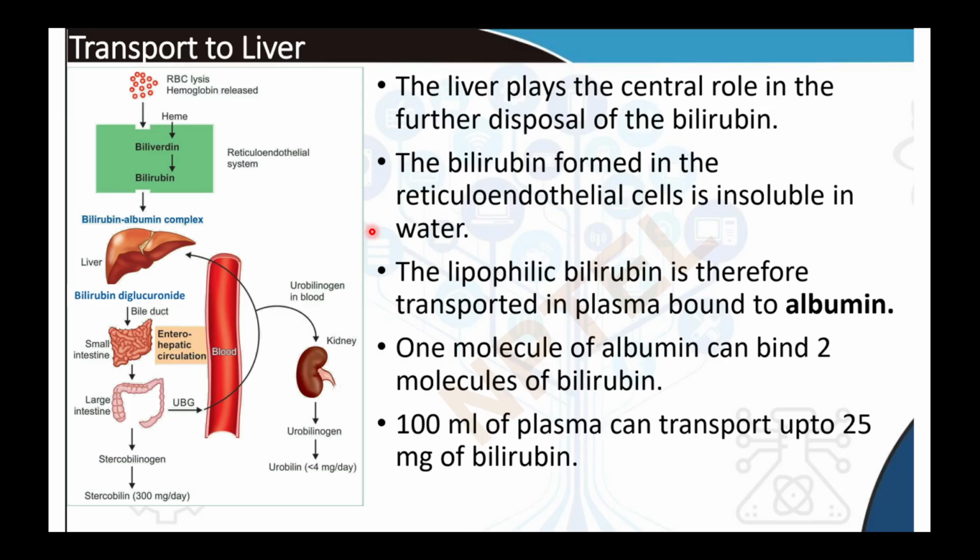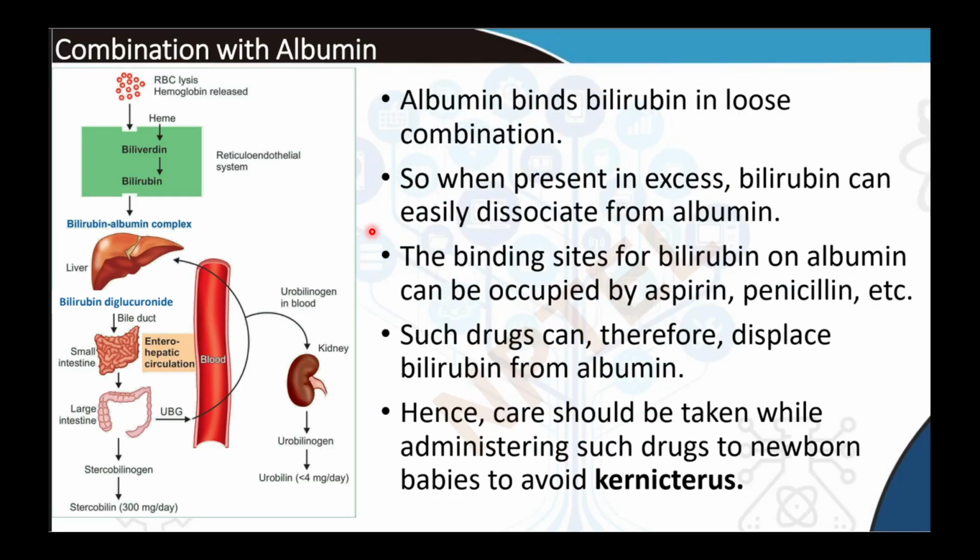Now, one molecule of albumin can bind two molecules of bilirubin, and 100 ml of plasma can transport up to 25 mg of bilirubin. So, it's a great excretion process. Albumin binds the bilirubin in loose combination because it has to release the bilirubin later. So, it can't be tightly bound to the albumin. And because of this loose combination, when present in excess, bilirubin can actually dissociate from the albumin also.